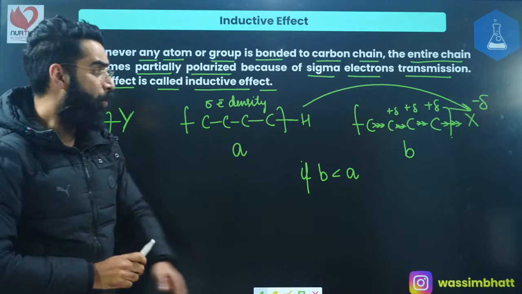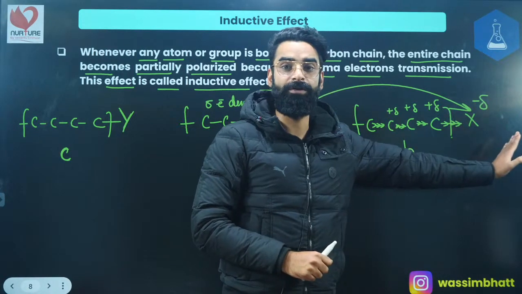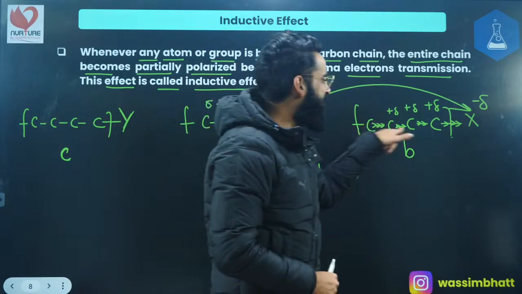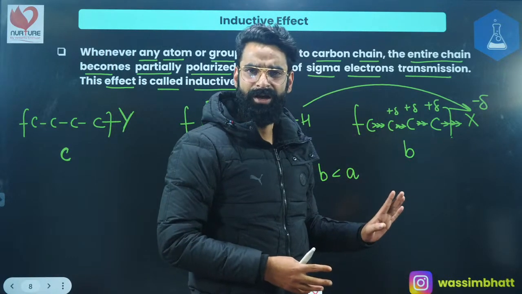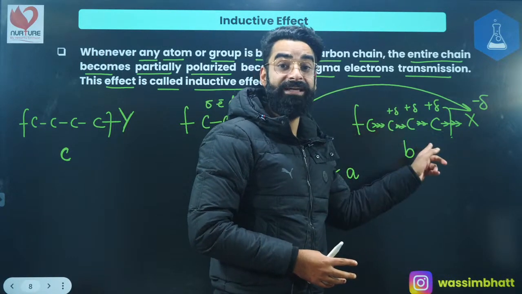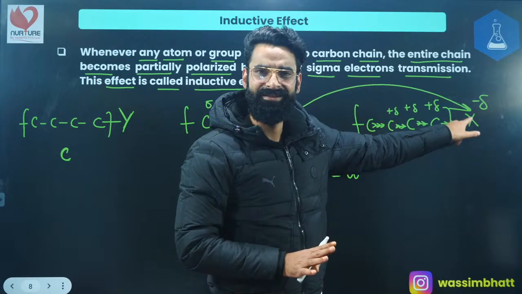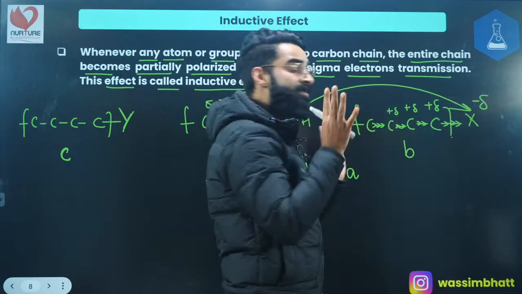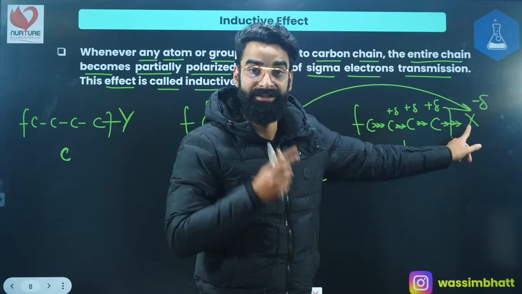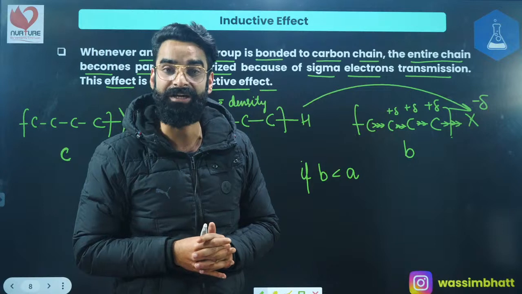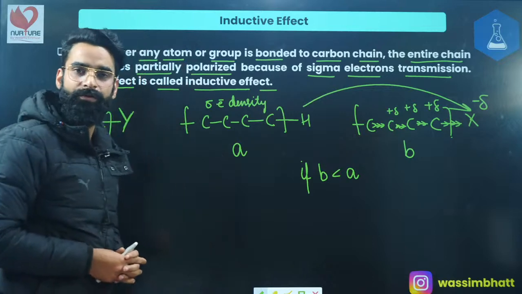Since X pulled the sigma electron density towards itself, this chain got partially polarized. Charges came on the carbon atoms. So this chain got partially polarized when hydrogen was replaced by some atom or group of atoms X. This inducement of partial polar character in the chain is what we call the inductive effect.